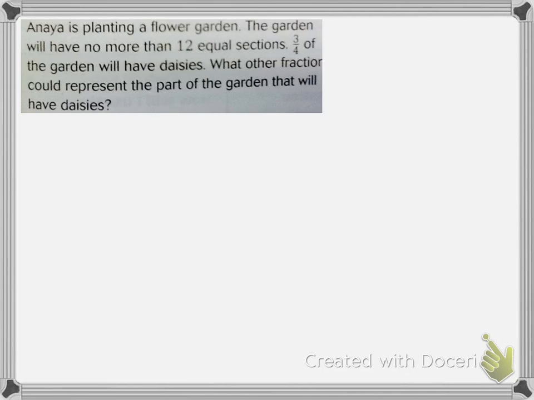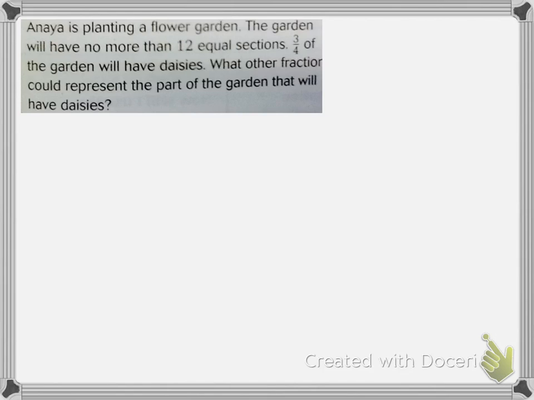Let's start out with, of course, a word problem. Anaya is planting a flower garden. The garden will have no more than 12 equal sections. 3/4 of the garden will have daisies. What other fractions could represent the part of the garden that will have daisies?